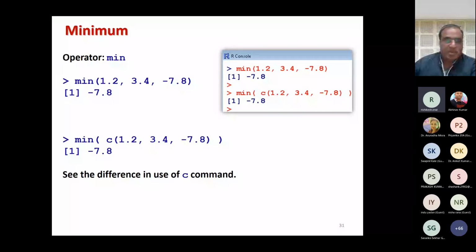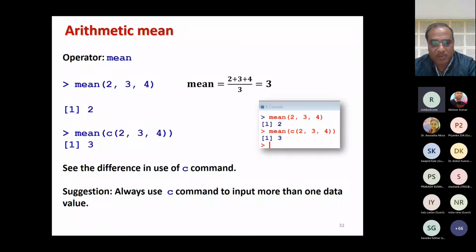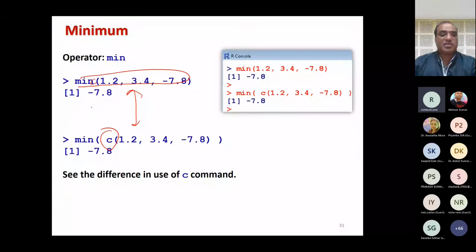So you just wait. Similarly, if you want to find out the minimum, the command is min. I give you both examples, one where I am using the c command to give my data vector, and one where I am not using the c command. With and without the c command, the answer is going to be the same in both cases. So with these two examples, it appears that when you give input with more than one value, whether you use the c command or not does not really make much difference.